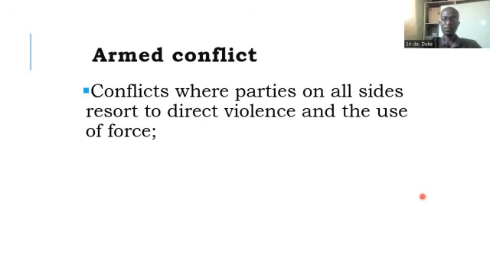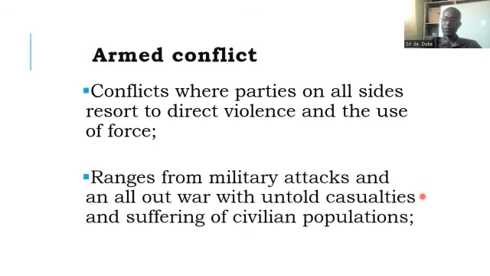Armed conflict is conflict where parties on all sides resort to direct violence and the use of force, especially when we are talking about war, people using guns, people using weapons. This is armed conflict. Armed conflict ranges from military attacks to all-out war with untold casualties. These are fatalities, people dying in a war, and suffering of civilian populations. Those are the dangers of armed conflict.